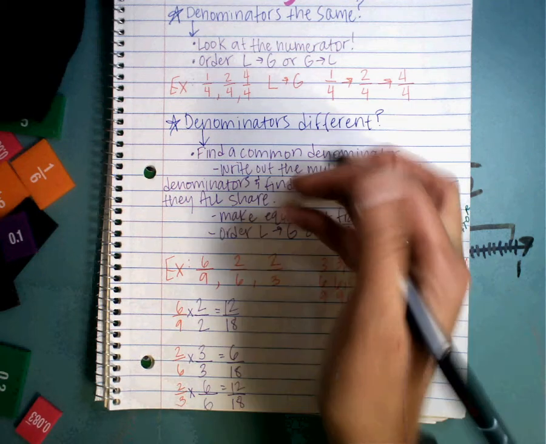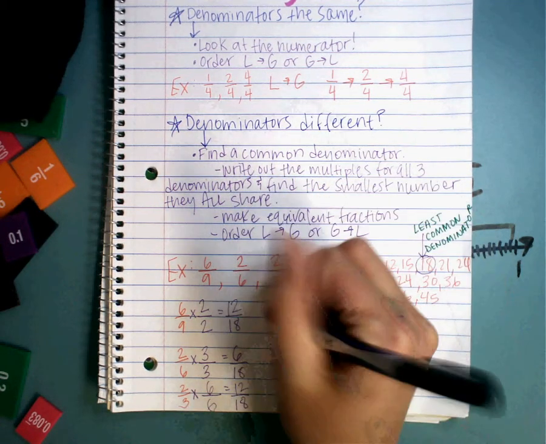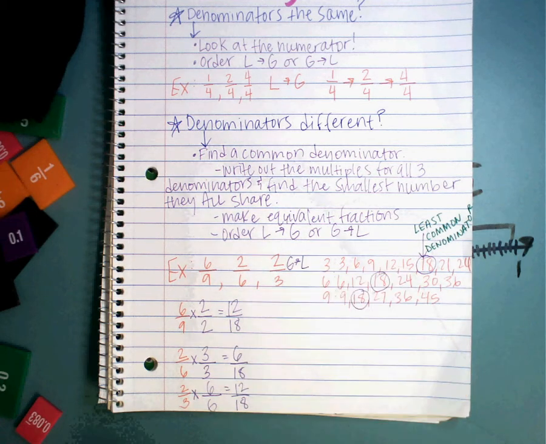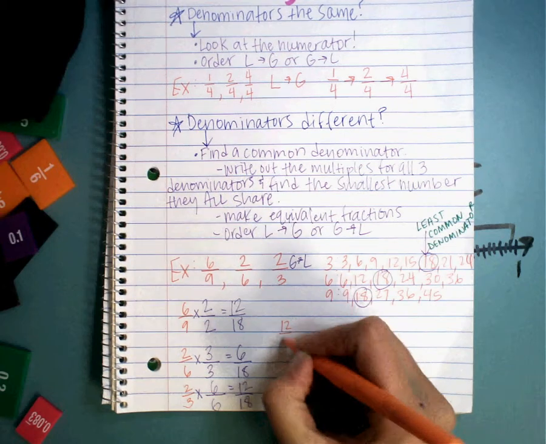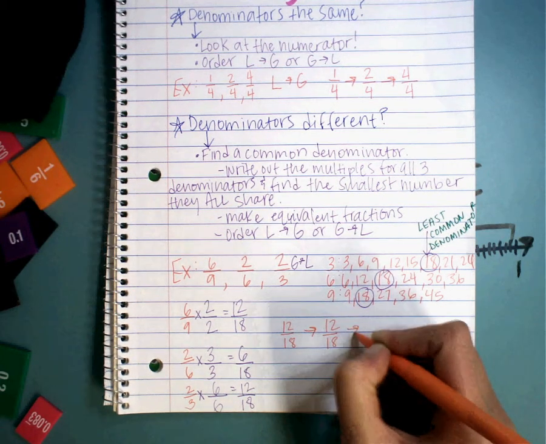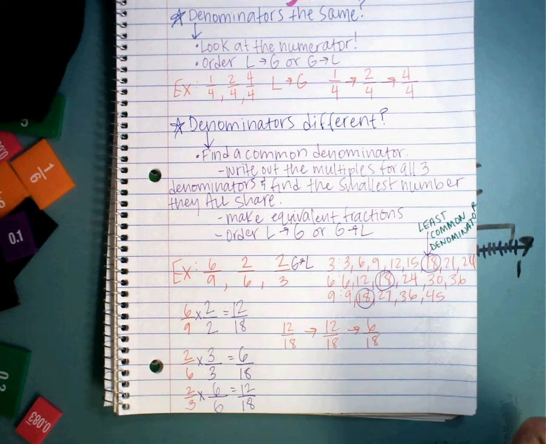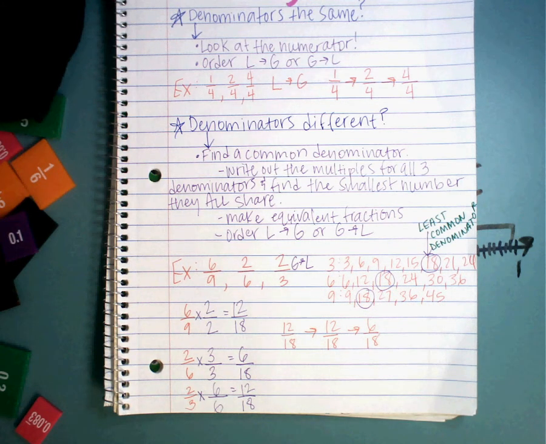So if we were asked to do these in order from greatest to least, it's going to be 12/18, 12/18, 6/18, right? Because we're just having to look at the numerator now because we've already found a common denominator.